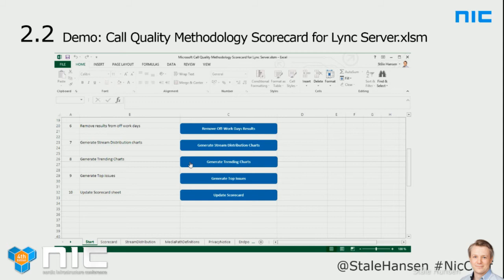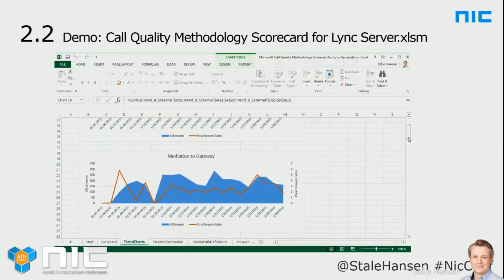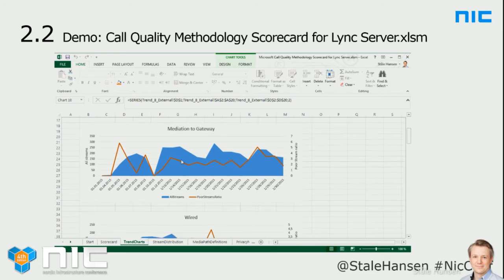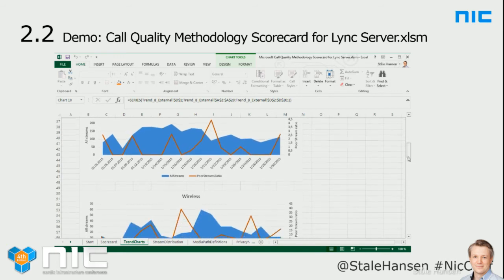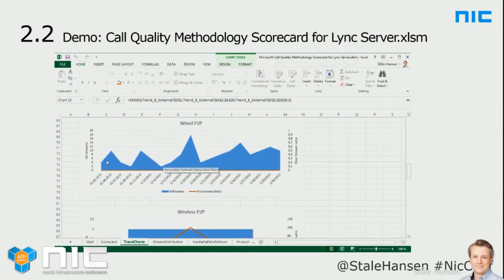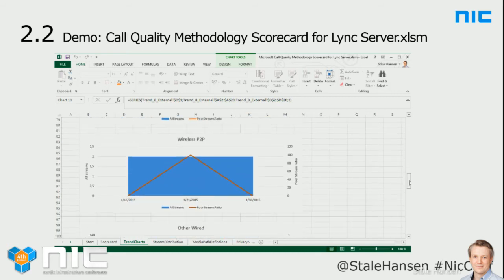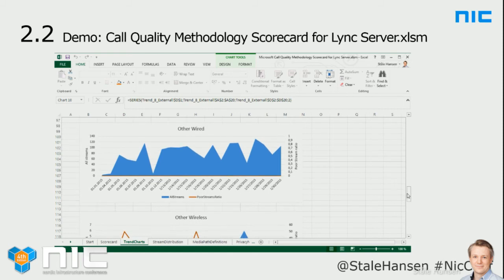Yep. So look at trending graphs. So this is really good information. And here you see that poor calls to the gateway it's too much. Shouldn't be like that. And then we look at wired as well. That's something you have control over. And if you look at wired peer-to-peer, this is like what wired should look like. And apparently not many people do peer-to-peer on wireless.